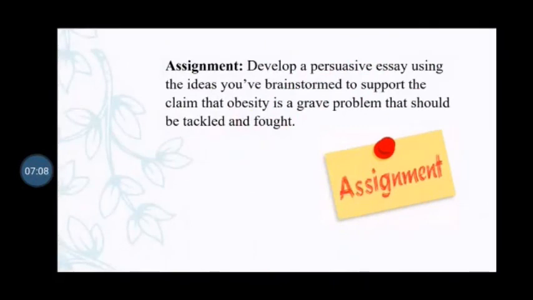As an assignment, you are supposed to develop a persuasive essay using the ideas you have brainstormed to support the claim that obesity is a grave problem that should be tackled and fought.